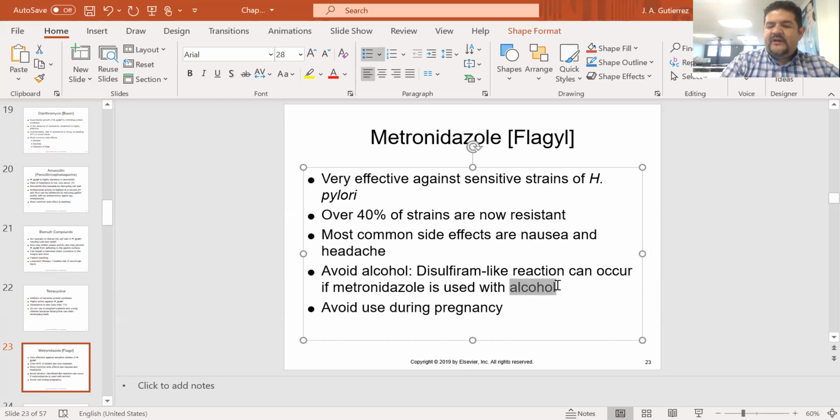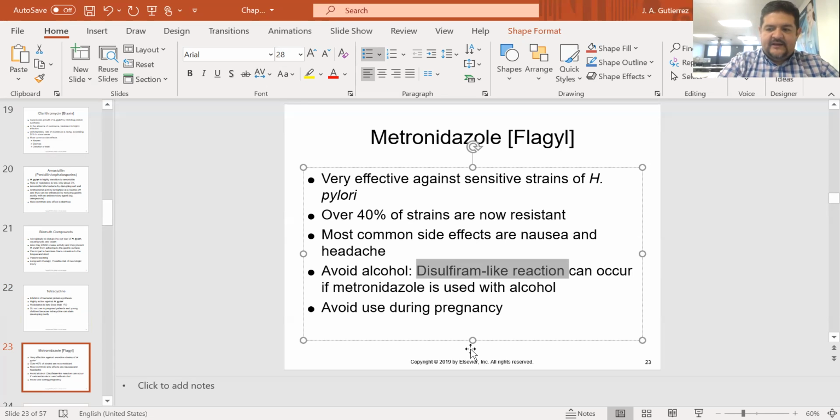It cannot be used with alcohol. So if this is an adult that has the habit of taking a glass of wine at dinner, we need to let them know you cannot take alcohol when you're taking this drug, because you're going to have a disulfiram-like reaction. The first time we saw disulfiram is when we were talking about patients trying to stop drinking.